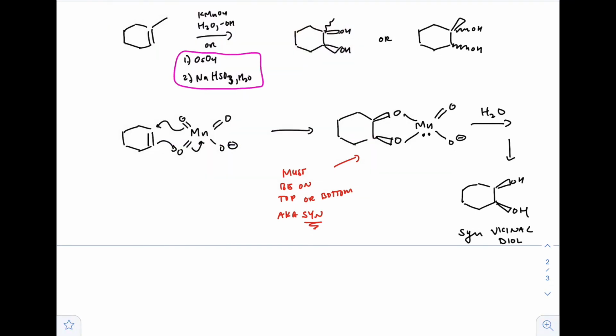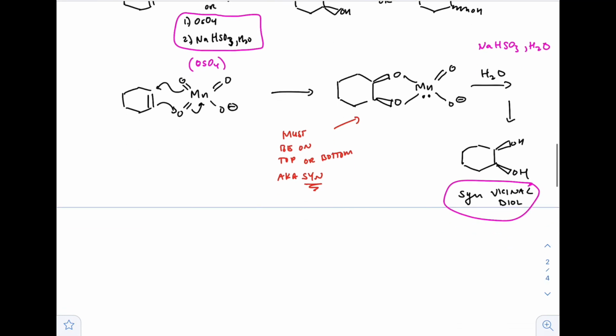This mechanism is more or less the same with osmium tetroxide. Just substitute OsO4 for the manganese. Then at this water step, we have sodium bisulfite with water, and you still achieve that syn vicinal diol. This is also going to be called a cis 1,2 diol. There are lots of different ways to communicate this, and we should be aware of all of them.